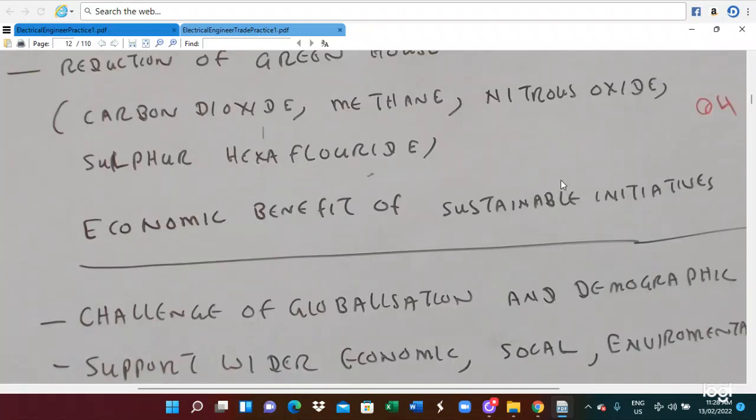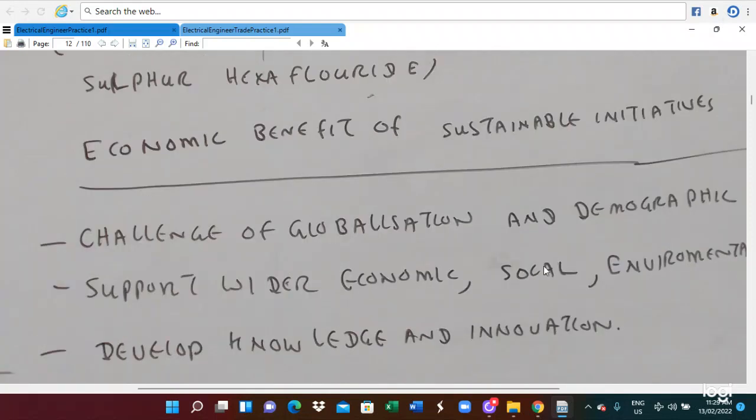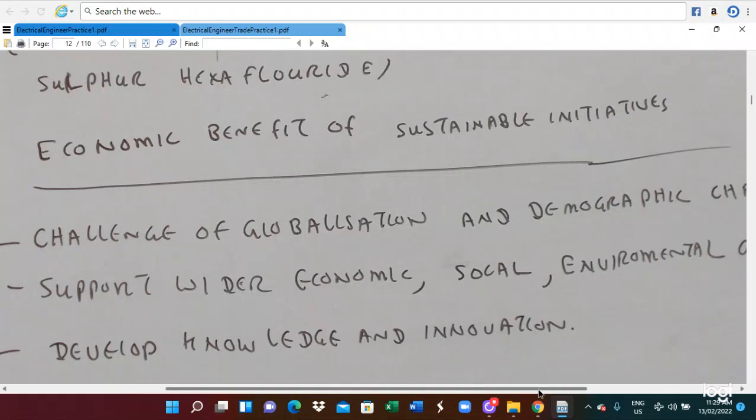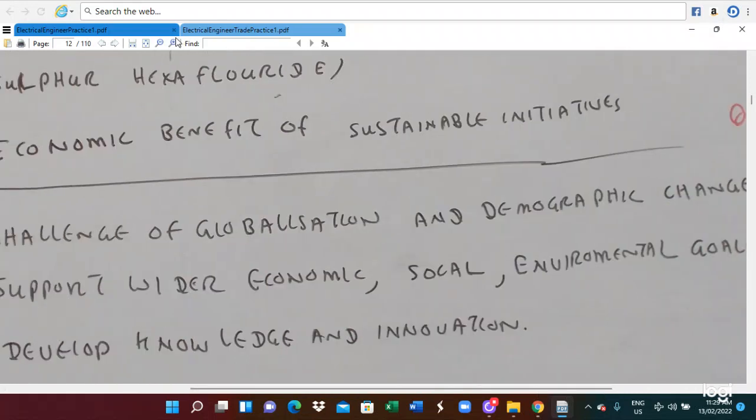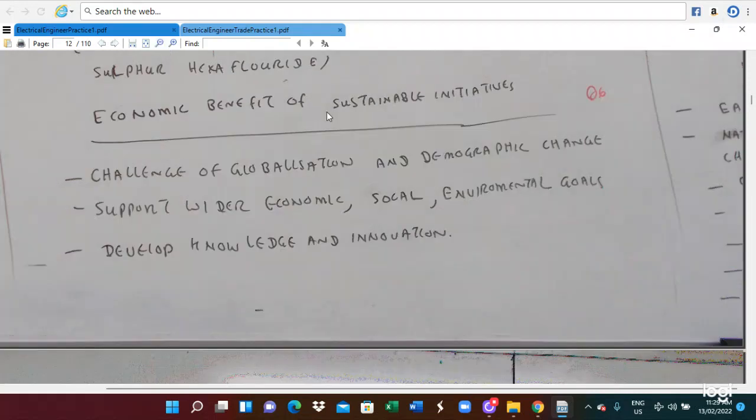The economic benefit of sustainability initiatives is that they address the challenge of globalization and demographic change. Because of the greenhouse gas, some of the small island countries will be damaged, so the people will move to other countries. So a demographic change can happen. The economic benefit of sustainability is also to support the wider economy, social and environmental goals. In the meantime, it can develop knowledge and innovation. So they are very related to the sustainability.